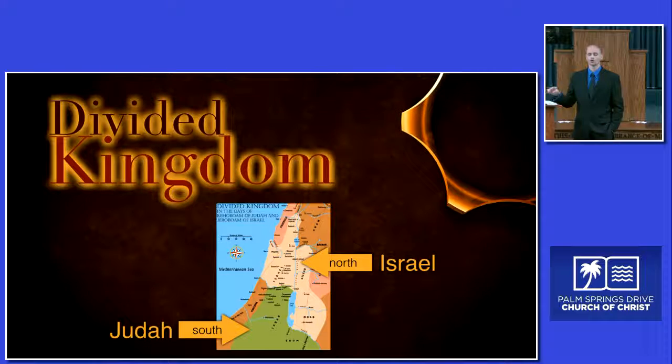Which one was more wicked? Israel. Judah was more righteous. Judah had some good kings. How many good kings did Israel have? Zero. Zero, zip, zilch. Now, some of them had some good in them, but there was no king that could really be defined, all in all, as a good king up in the northern kingdom of Israel. Any good king was down south.